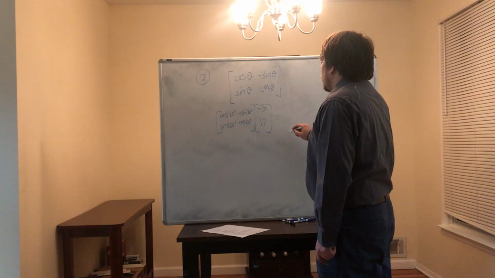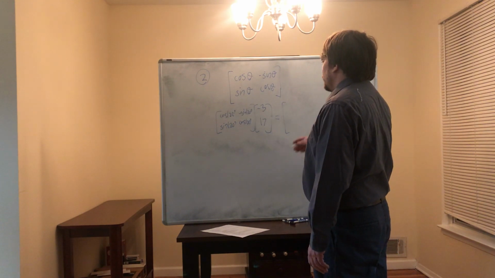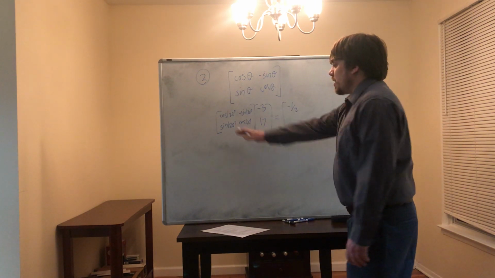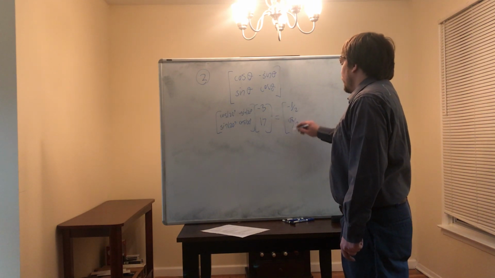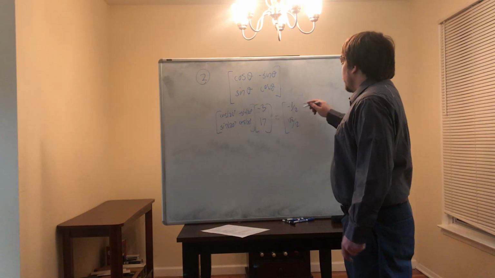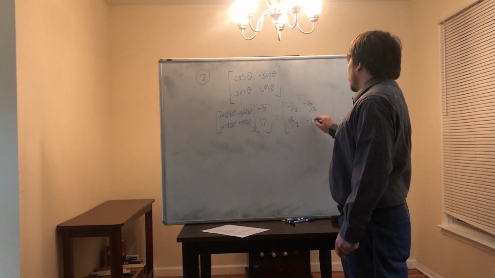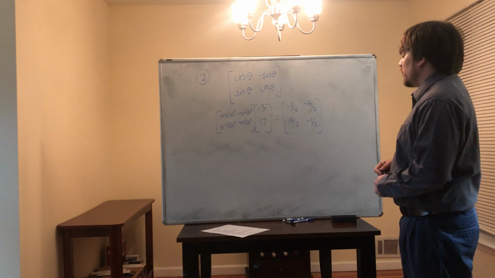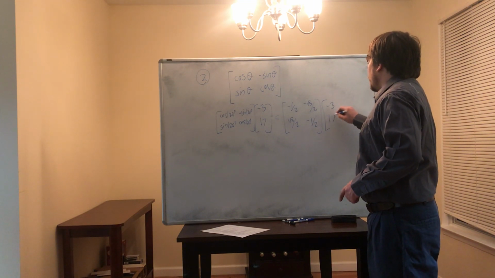And so now this is equal to: cosine of 120 degrees is negative 1/2. Sine of 120 degrees is root 3 over 2. Negative sine of 120 degrees is negative root 3 over 2. And cosine of 120 degrees is still negative 1/2 from what we calculated over there. So that's that matrix, and you just multiply that by (-3, 17).